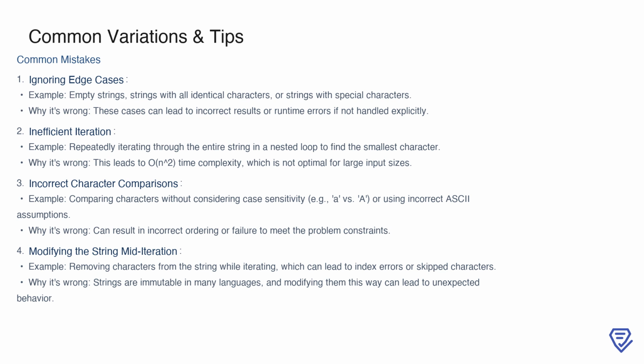This is far from optimal, especially for larger inputs. Additionally, many errors occur when comparing characters incorrectly. For example, failing to account for case sensitivity, like treating an uppercase and lowercase letter as the same, or relying on incorrect ASCII assumptions, can result in improper ordering or failure to meet the problem constraints. Finally, modifying the string mid-iteration is a frequent pitfall. Since strings are immutable in many languages, removing characters while iterating can lead to index errors or skipped characters, causing unintended behavior. Being mindful of these mistakes can help you build a more robust solution.